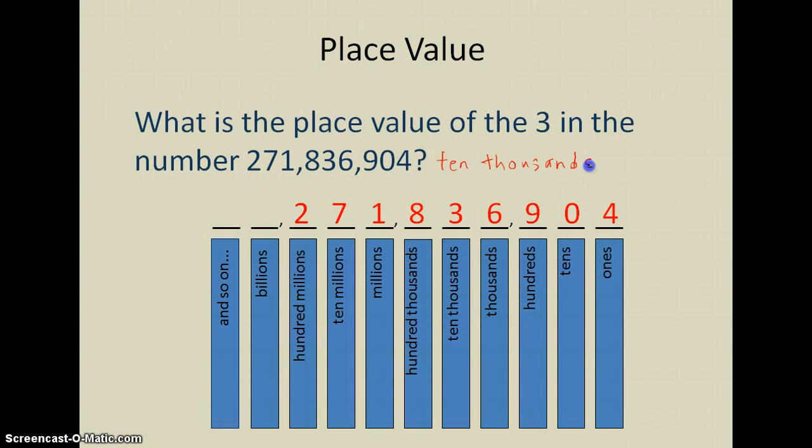place. Sometimes people will answer this question by saying that the place value of the 3 is 3 10,000s, and you can do that as well. Either answer here would be correct. So let's look at another example.